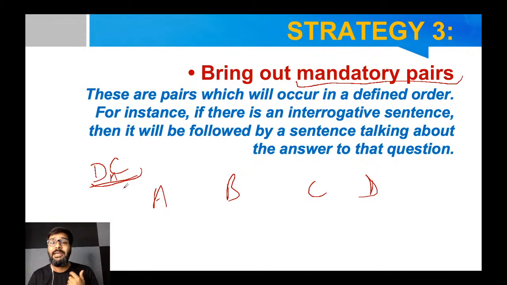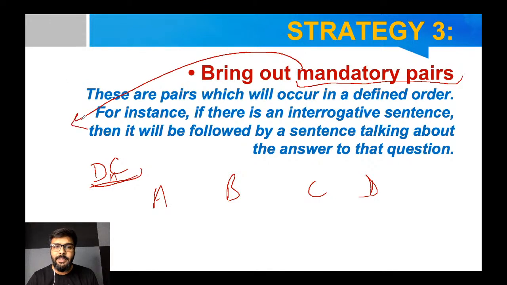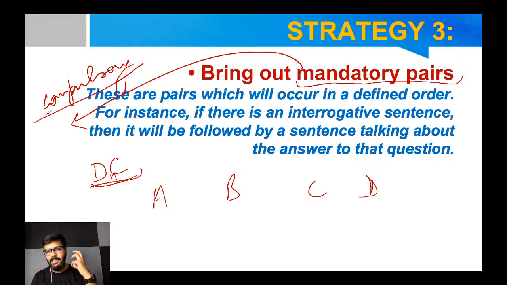This is what a mandatory pair is. This word mandatory means compulsory. ये तो साथ ही होंगे. Compulsorily ये साथ ही होगा. Okay, so again, let's pick up the same question and see what is a mandatory pair.